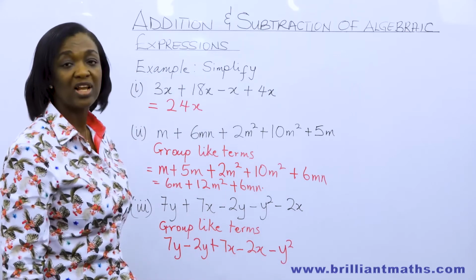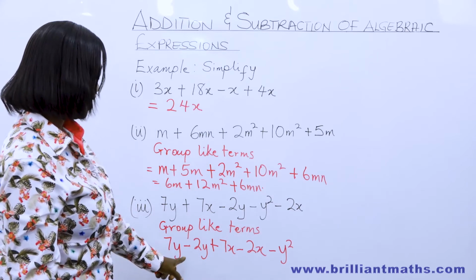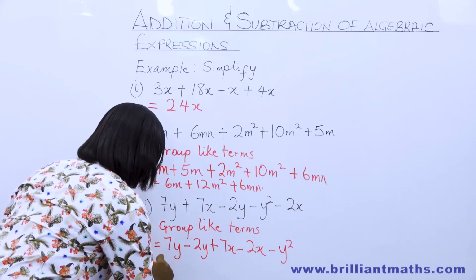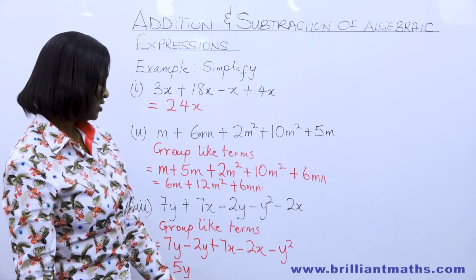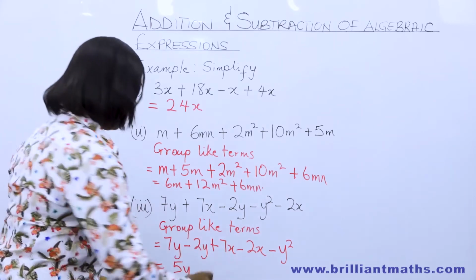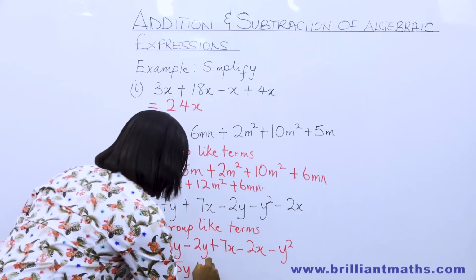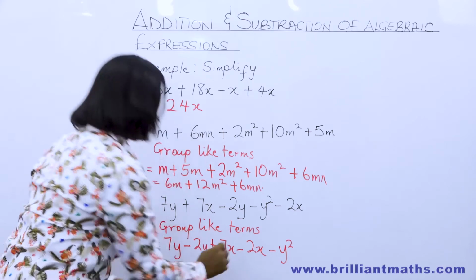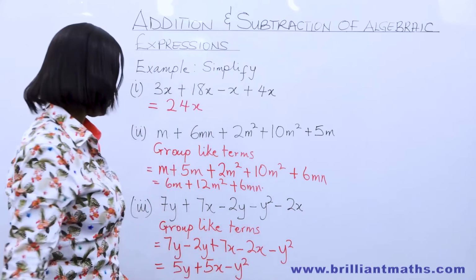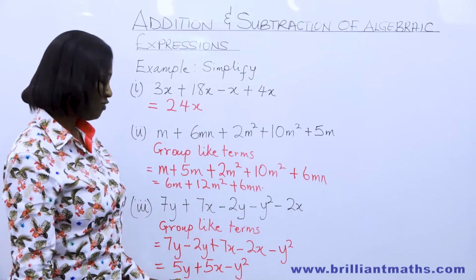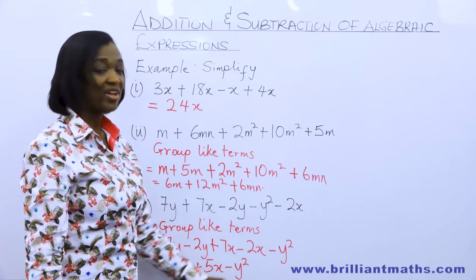So now that we have grouped the like terms, we can add them or subtract them as required. So 7y minus 2y is equal to 5y. 7x minus 2x is equal to plus 5x, and then we're left with minus y squared. So the answer to that is 5y plus 5x minus y squared.